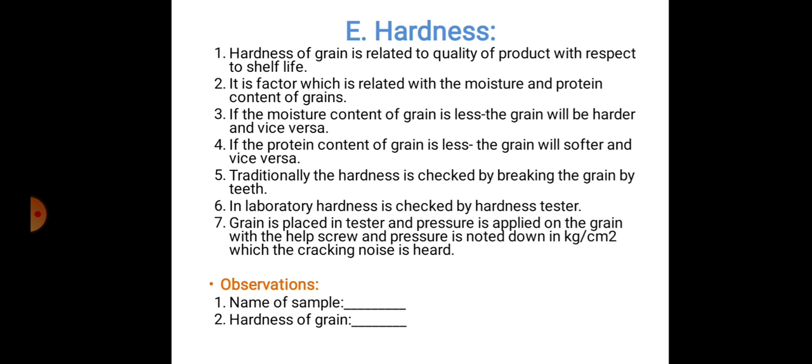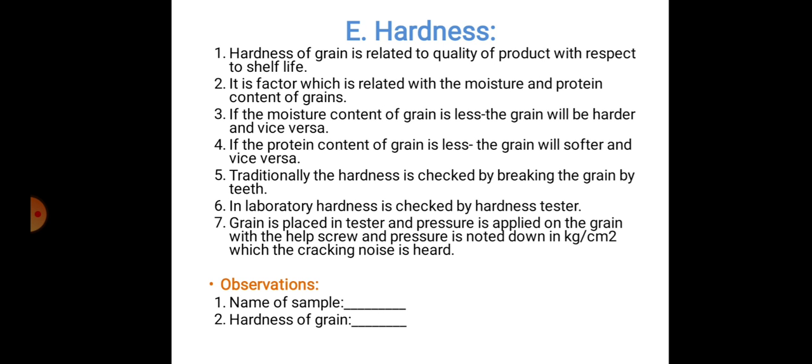Hardness. The hardness of grain is related to quality of product with respect to shelf life. It is a factor which is related to the moisture and protein content of grains. If the moisture content of grain is less, the grain will be harder and vice versa. If the protein content of grain is less, the grain will be softer and vice versa.